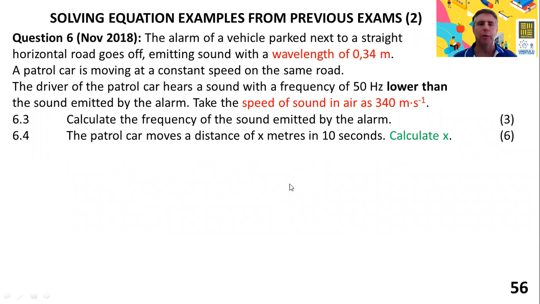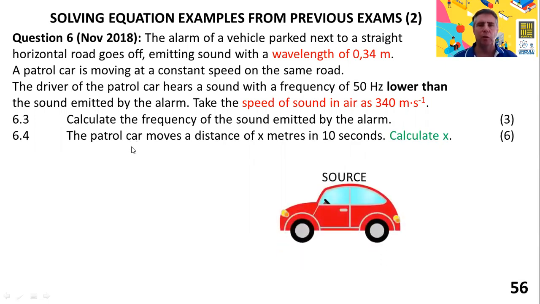And then moving on to the main questions, calculate the frequency of sound emitted by the alarm and calculate X, the distance the patrol car moves in 10 seconds. Now, let's have a look at the situation. So we've got a stationary car, which is the source. Its alarm is going off. So VS, the velocity of the source, is 0.